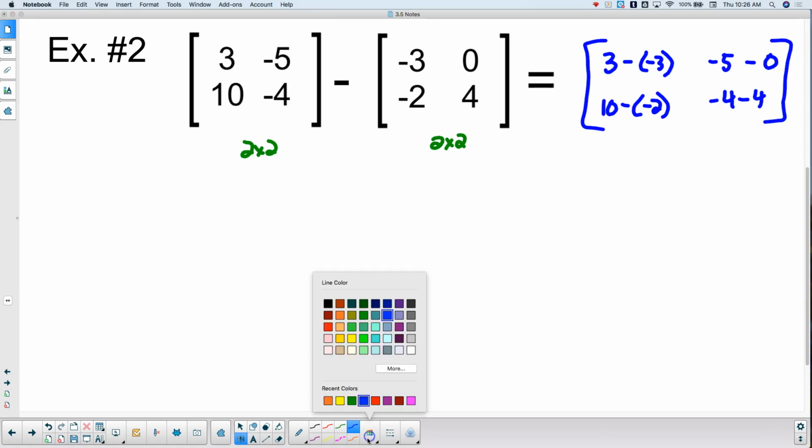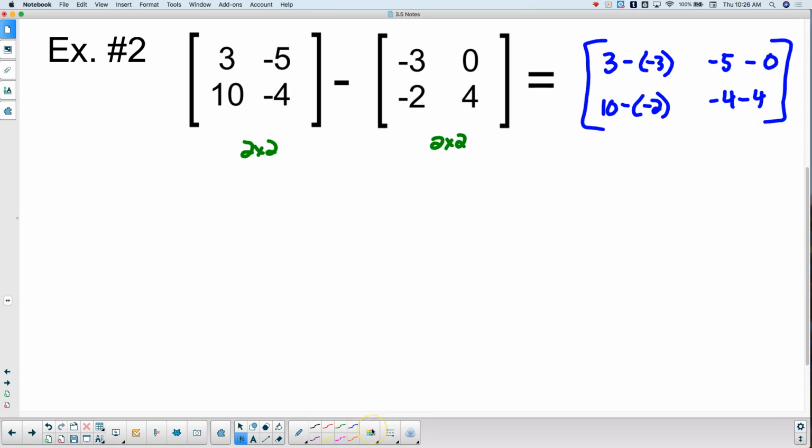So my result then is 3 minus negative 3 is 6. Negative 5 minus 0 is negative 5. 10 minus negative 2 is 12. Negative 4 minus 4 is negative 8.